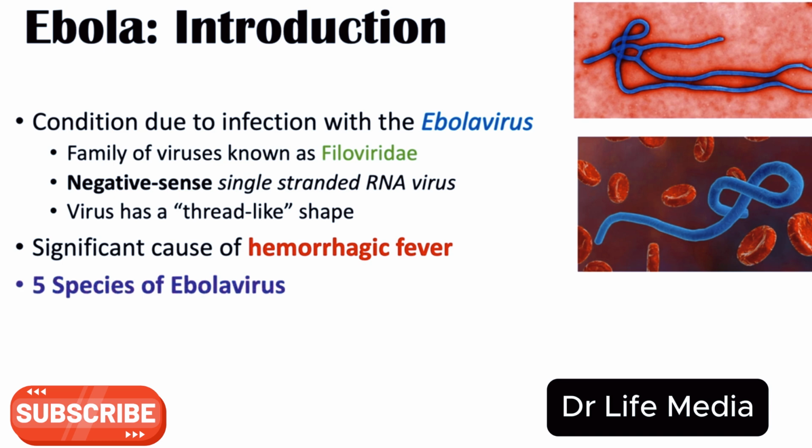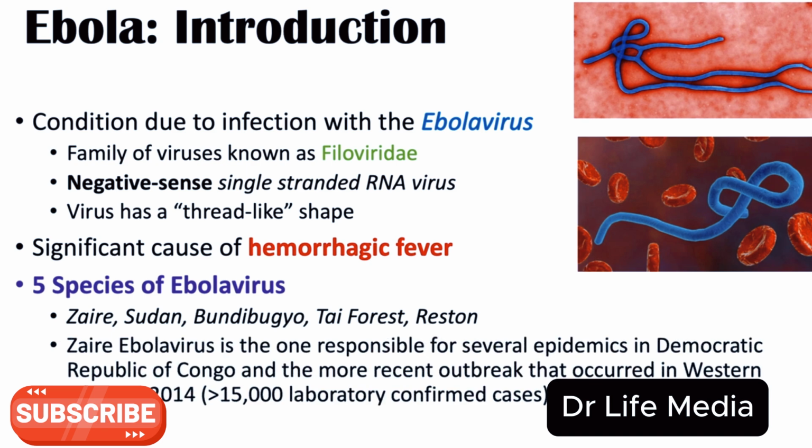Now, there are actually 5 species of Ebola virus. These are known as Zaire, Sudan, Bundibugyo, Thai Forest, and Reston Ebola viruses. Zaire Ebola virus is by far the most important and is the one responsible for several epidemics in the DRC, or Democratic Republic of Congo, and the more recent outbreak that occurred in Western Africa in 2014, where there was greater than 15,000 laboratory confirmed cases. So again, Zaire Ebola virus is the one you want to remember, as it is responsible for the most recent outbreak that occurred in 2014.